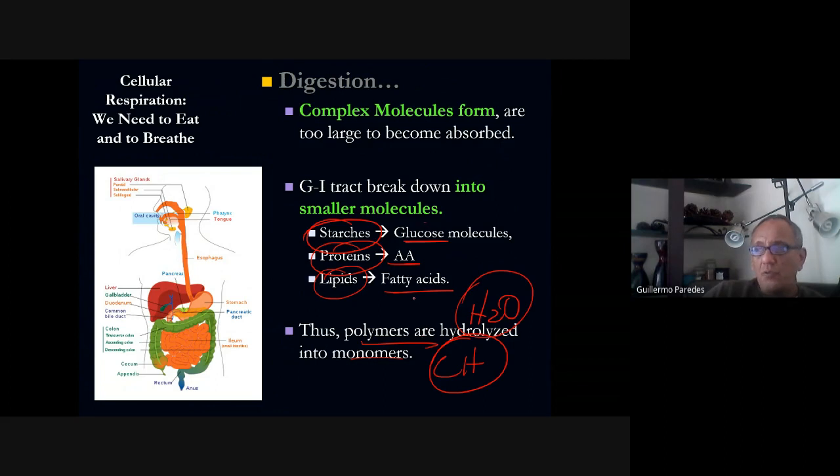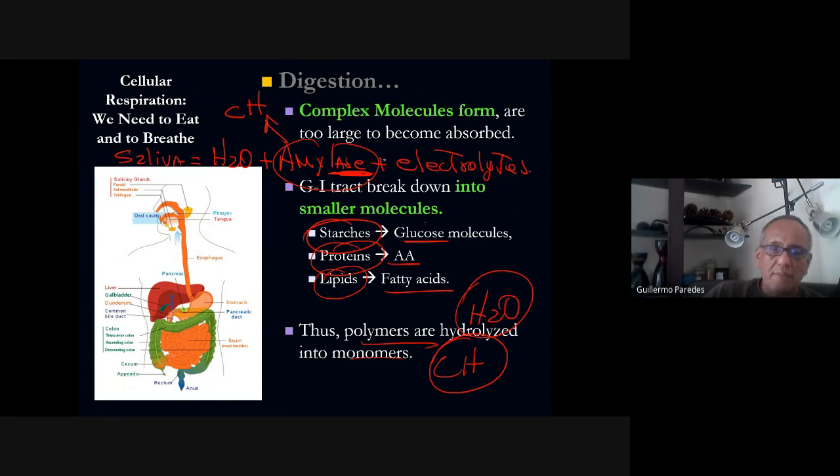So you put the starch in your mouth. The saliva has water. What is the saliva? Saliva is equal to water plus amylase plus electrolytes. So that is your saliva. Your saliva has amylase. Everything that ends in A-S-E is an enzyme. Amylase is going to digest carbohydrates. So you want an example, put a piece of bread in your mouth, and the amylase of your saliva is going to break down the starch.